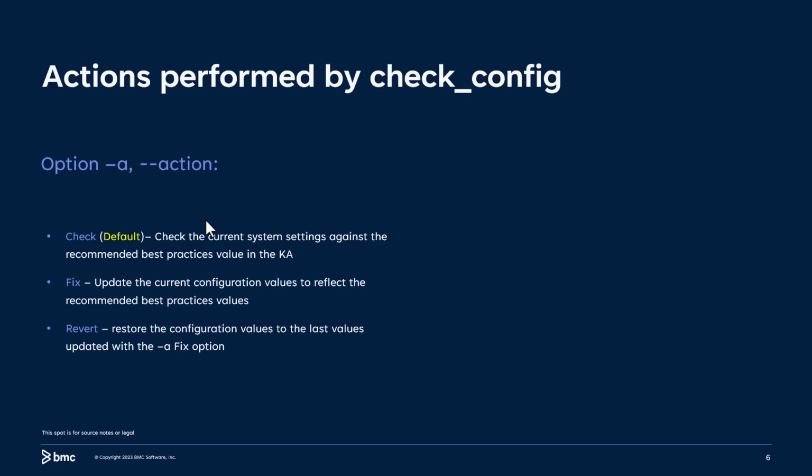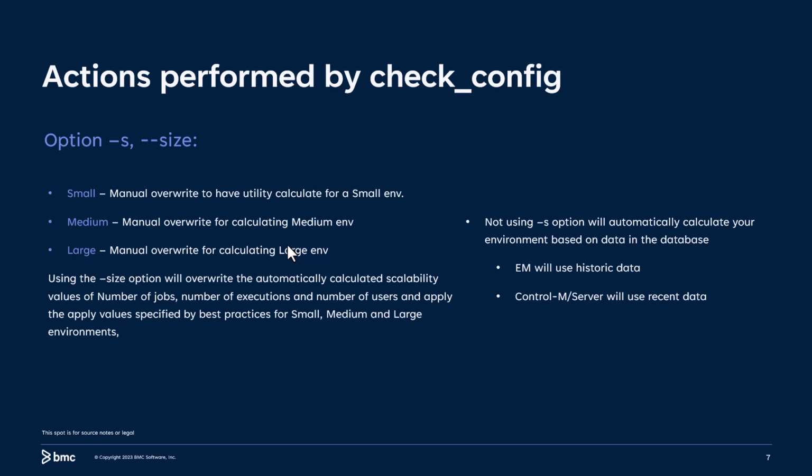Action fix will update the current configuration values to reflect the recommended best practices values if they are outside the recommended range. An action revert will restore the configuration values to the last settings that were made with the -action fix. The next option is -S or size.